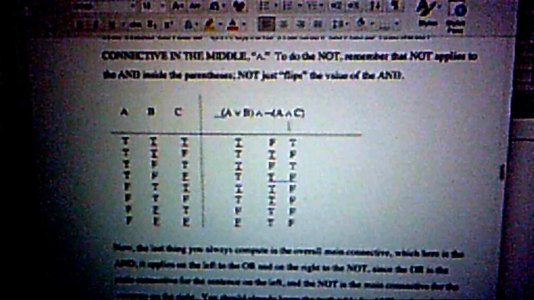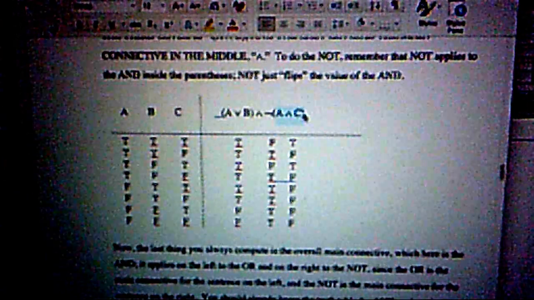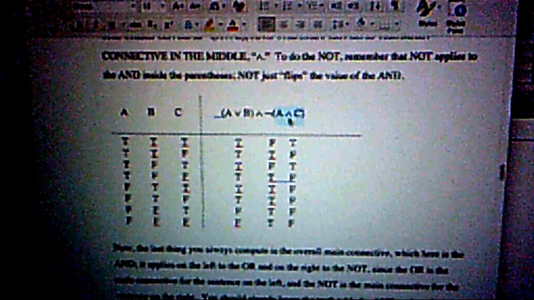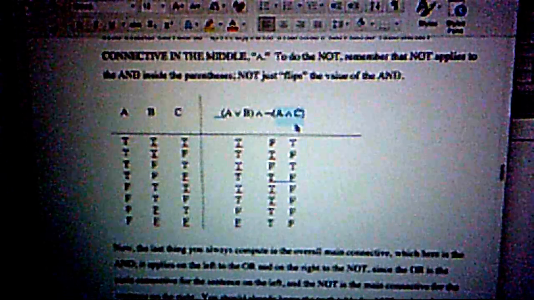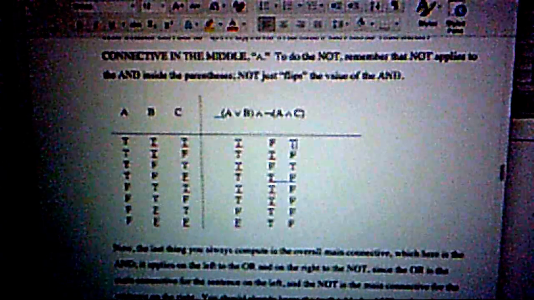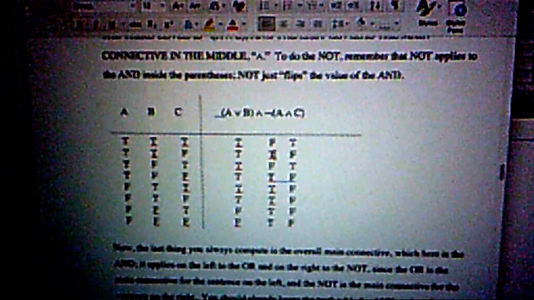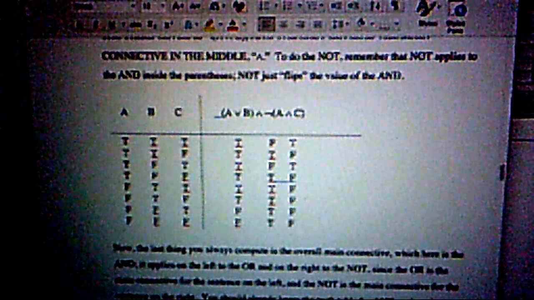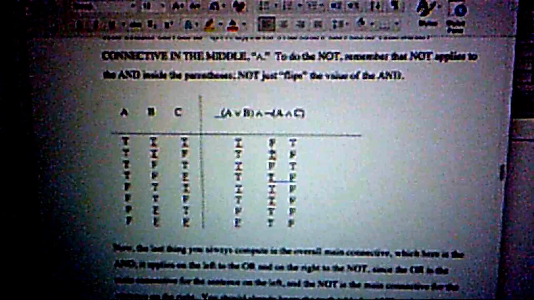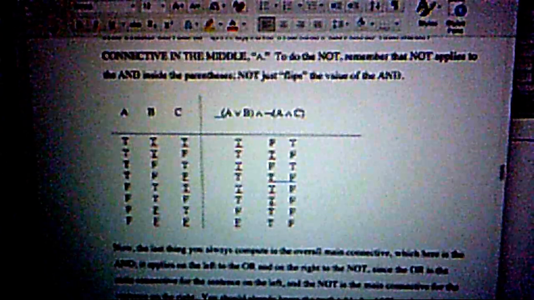The not applies to the main connective inside the parentheses, because it applies to that whole thing within the parentheses. So the not applies to the and. And when you look at it, what you got to now remember, what does not do? Not flips around the value. So if and is true, the not makes it false. If and is false, not makes it true. If and is true, not makes it false, and so on and so forth. That's how you get this column right here, okay? This column right here.